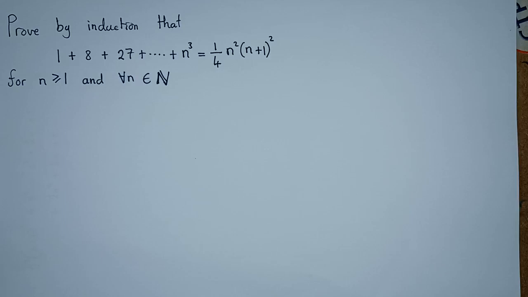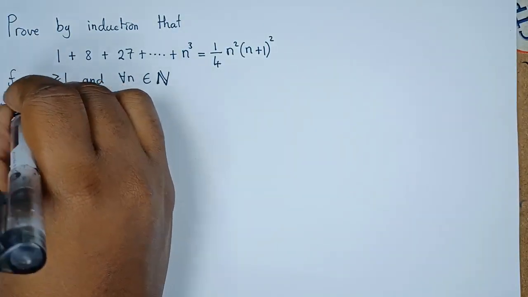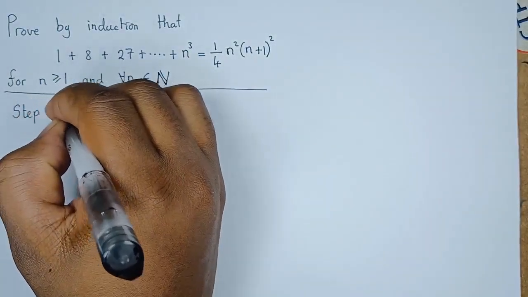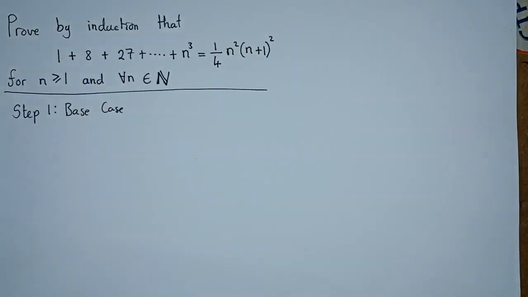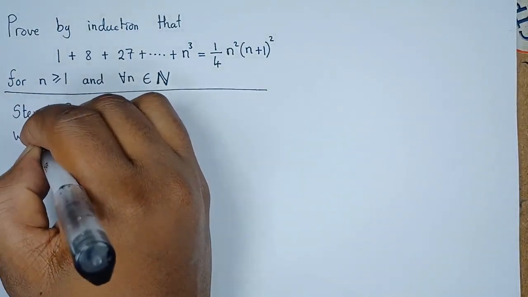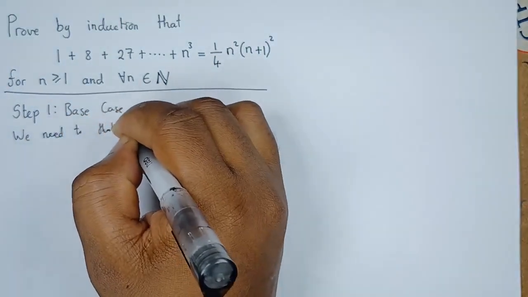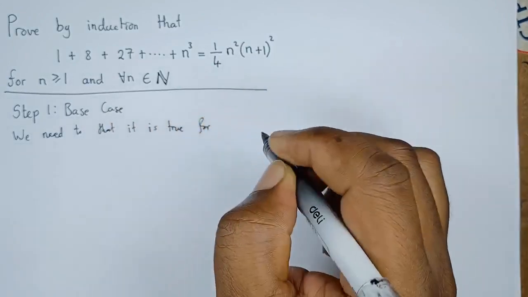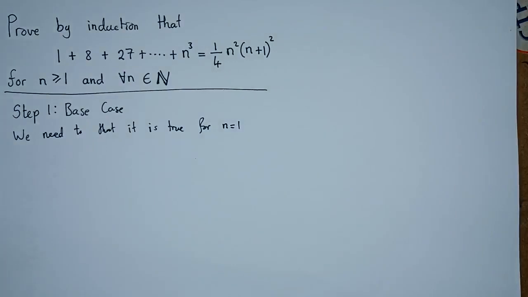Step 1, also known as the base case. For step 1, we have to prove that it is true for the simplest integer we can use, which is 1. So I need to prove that it is true for n is equal to 1.